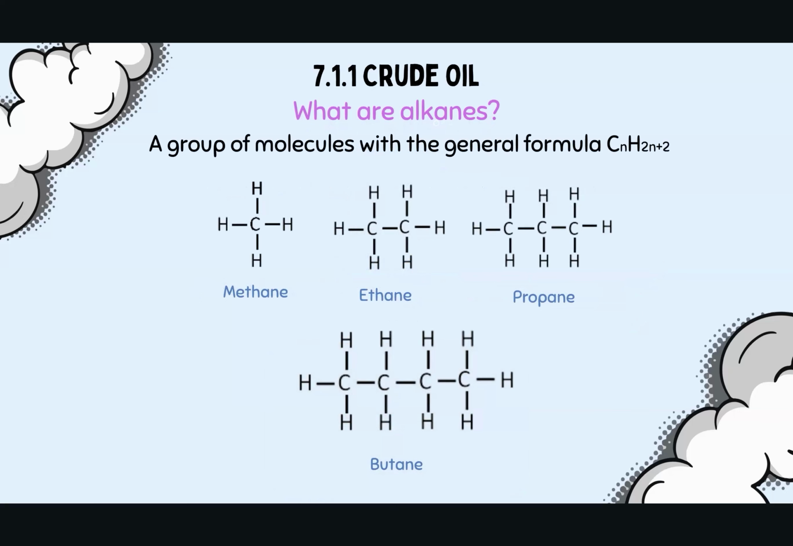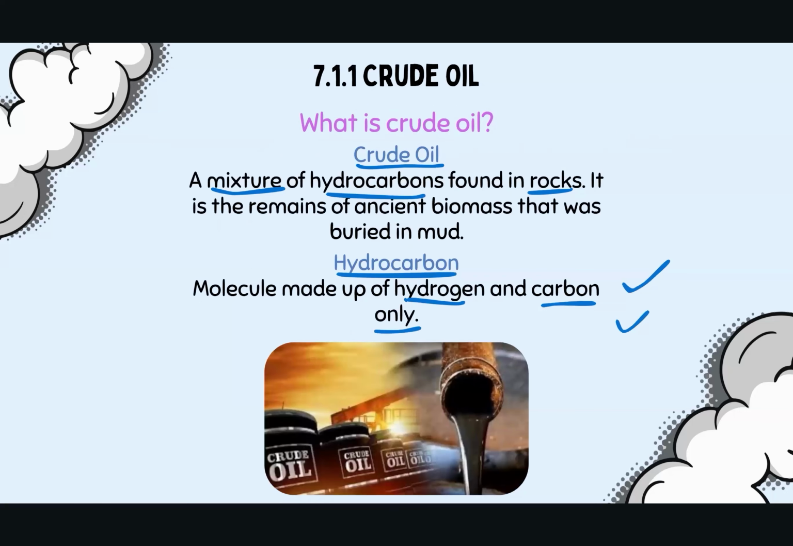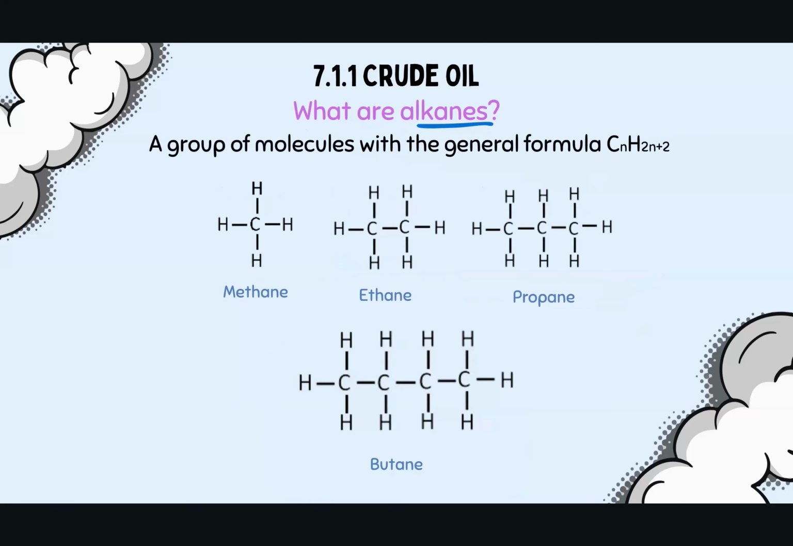So alkanes. Now, alkanes and alkenes are two of the things that are found within crude oil. Different types of alkanes, different types of alkenes. Alkanes is linked to single and alkenes is linked to double. So what are alkanes? Alkanes are a group of molecules with the general formula CnH2n+2.